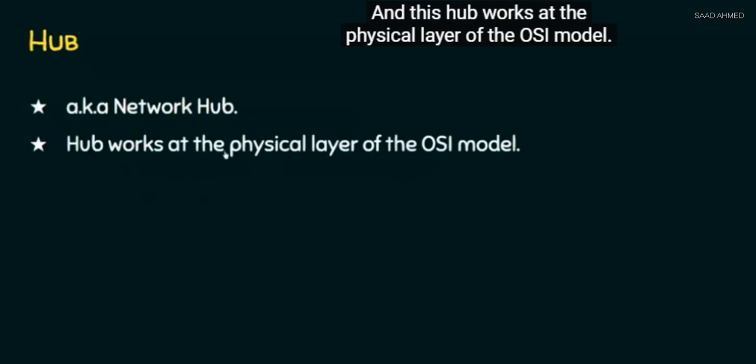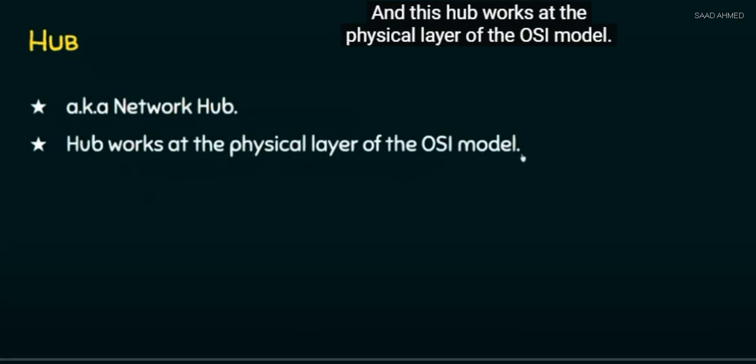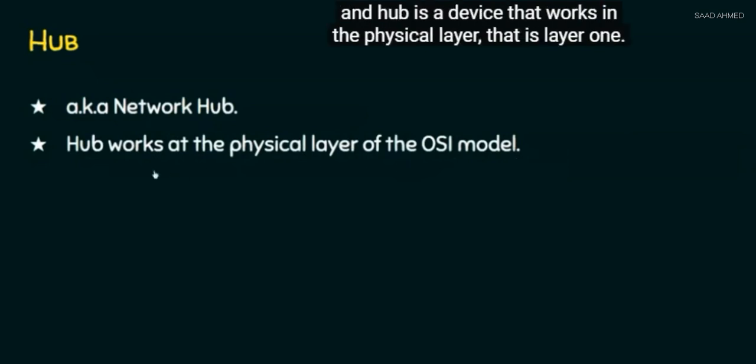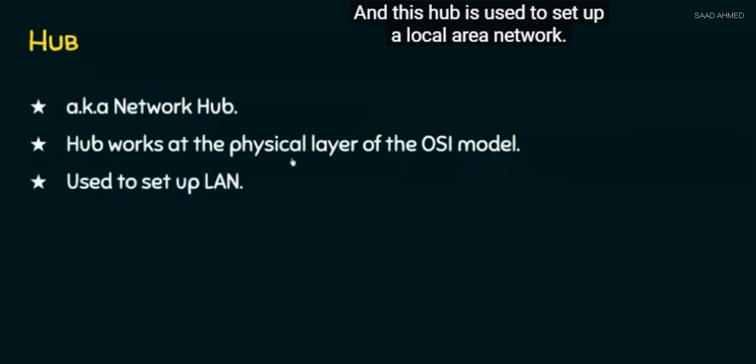Hub works at the physical layer of the OSI model. We know that there are 7 layers in the OSI model. We'll discuss this later on. The physical layer is the one layer that is used to set up LAN hubs.